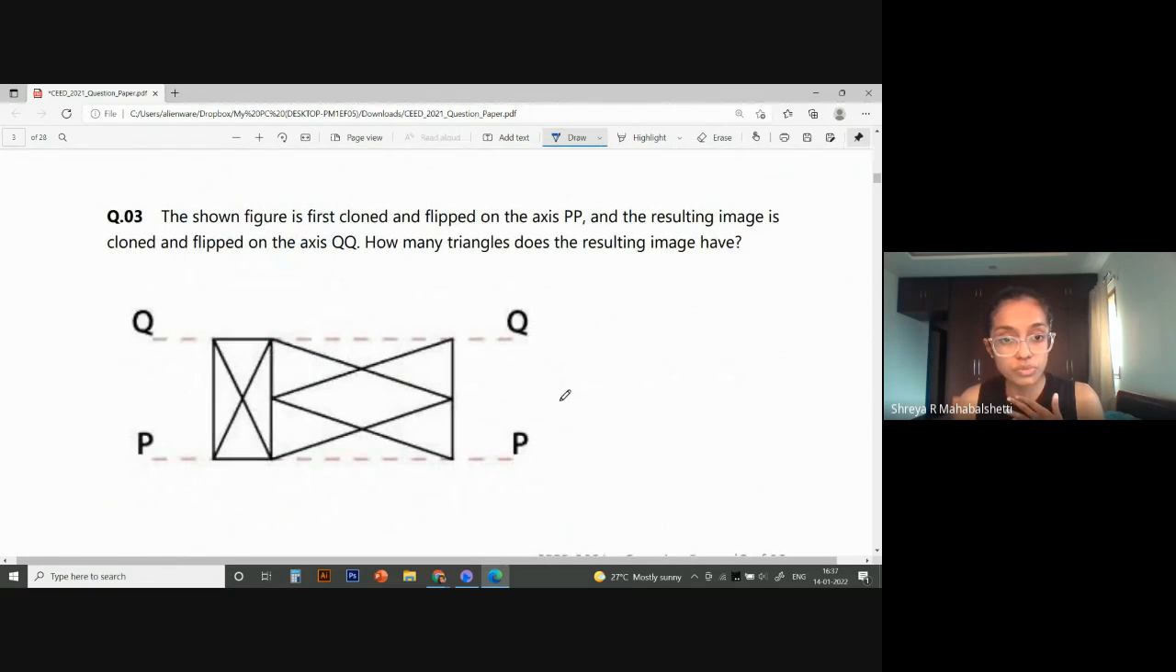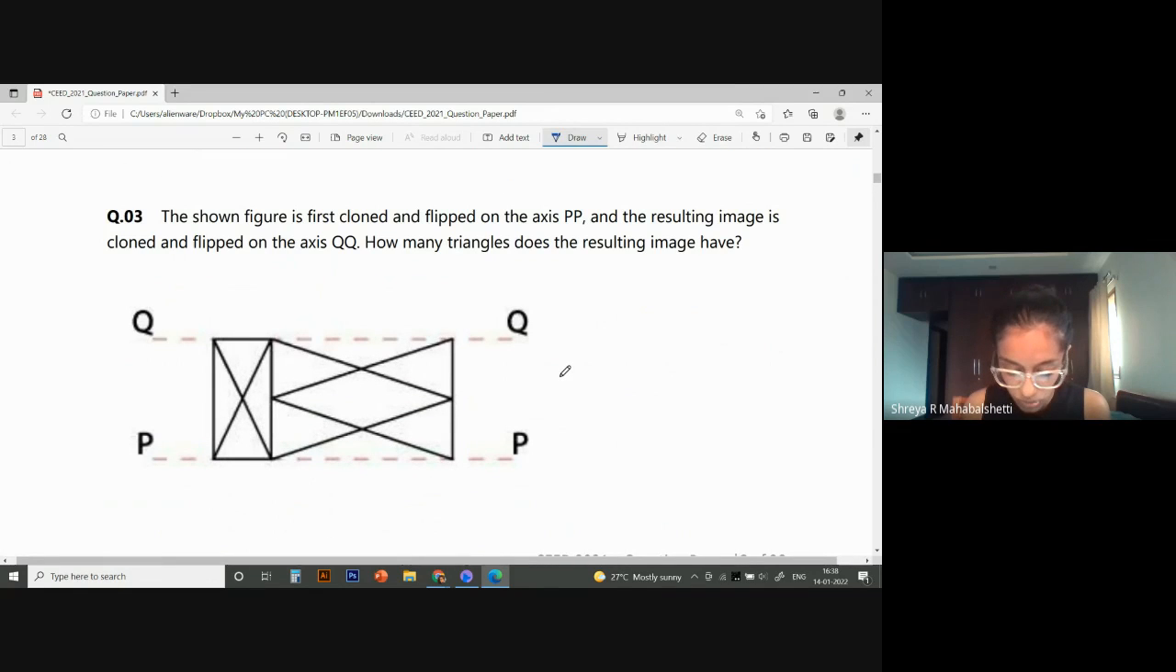The shown figure is first cloned and flipped on the axis PP, and the resulting image is cloned and flipped on axis QQ. How many triangles does the resulting image have? So, in the question paper, I haven't solved this, but if you want me to, then I can tell you how to start off.